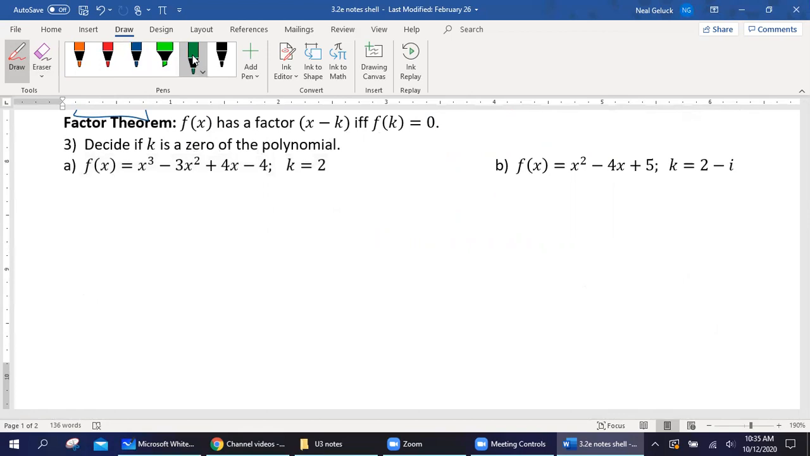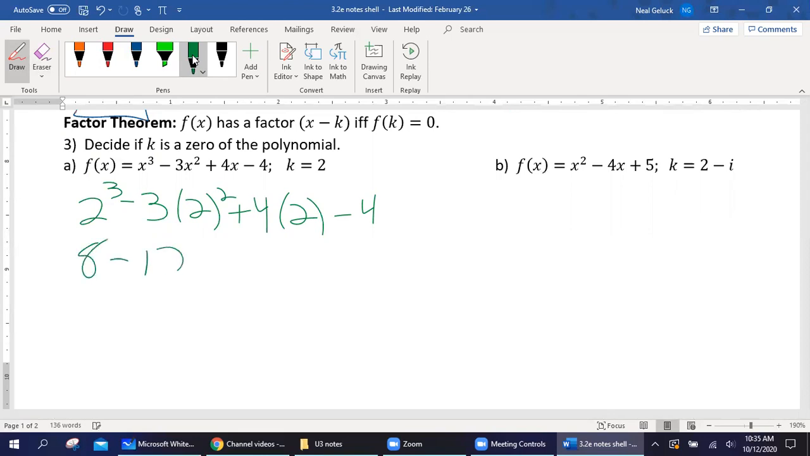So again, I'm going to plug 2 into this function. So 2 cubed minus 3 times 2 squared plus 4 times 2 minus 4. Remember PEMDAS, do your squaring first, then you're multiplying and all that. You will end up getting 8 minus 12 plus 8 minus 4. And that is 0. So what does that mean? That means that 2 is a 0. 0 means it makes it equal 0.